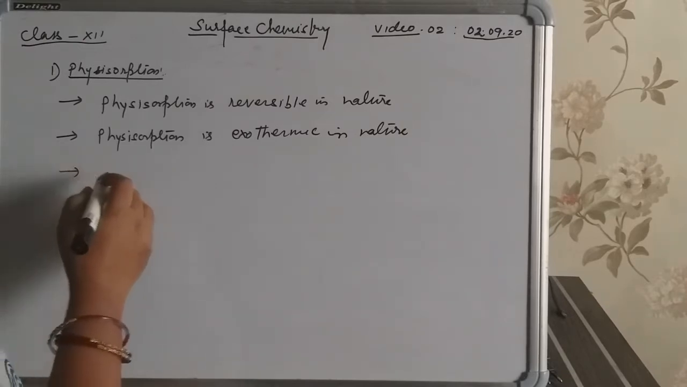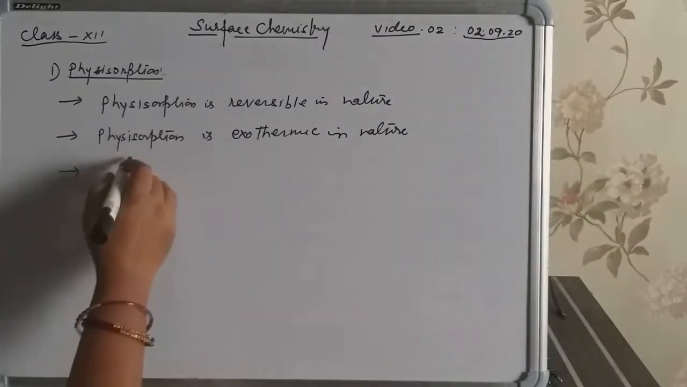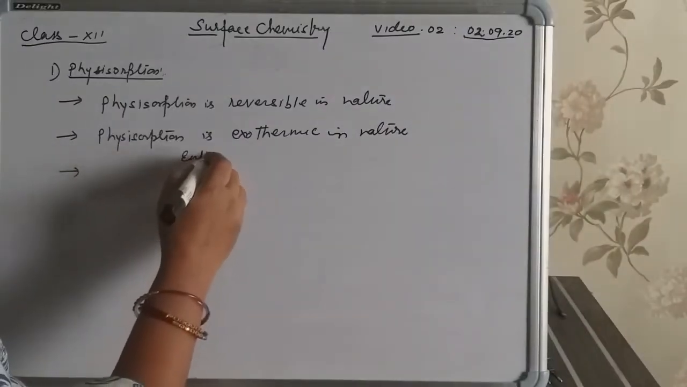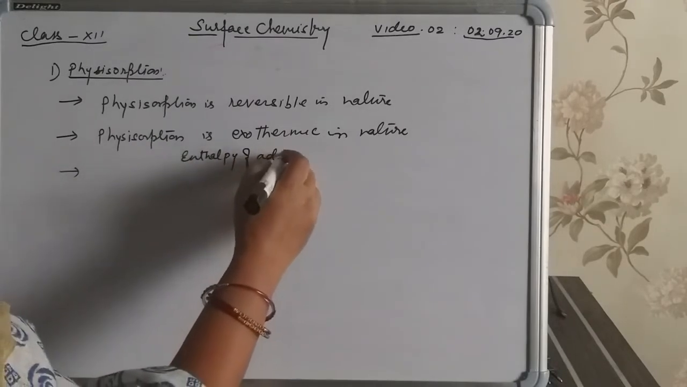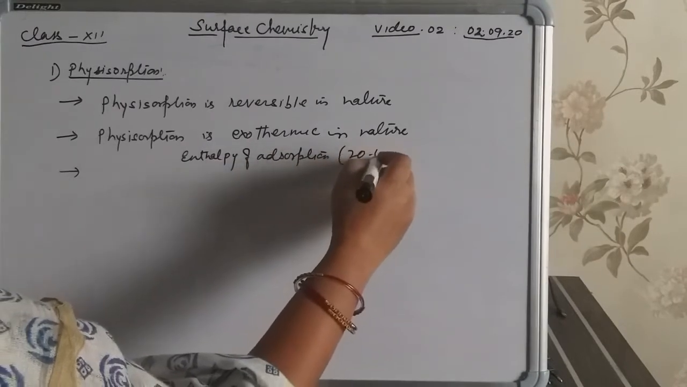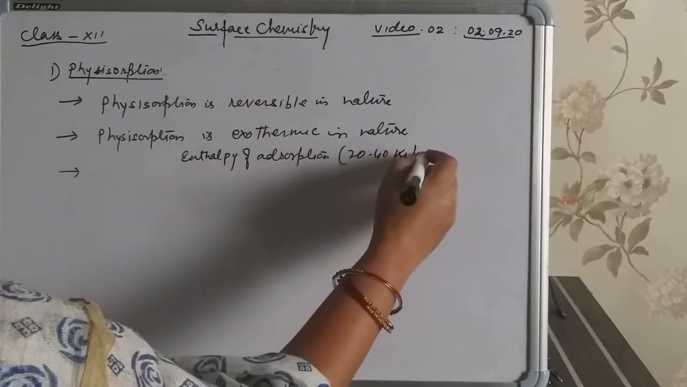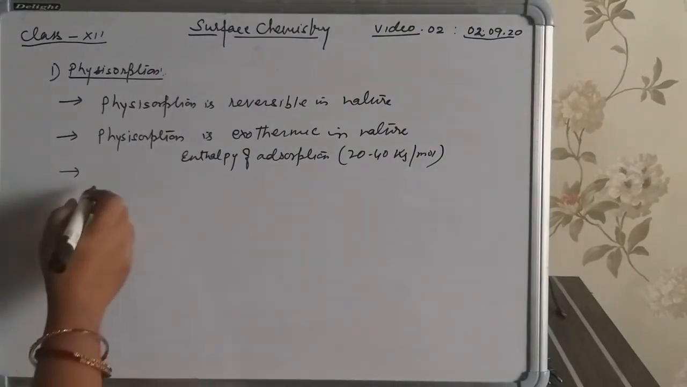The enthalpy of adsorption is exothermic in nature, meaning the enthalpy of adsorption is 20 to 40 kilojoule per mole. So it is called exothermic in nature.